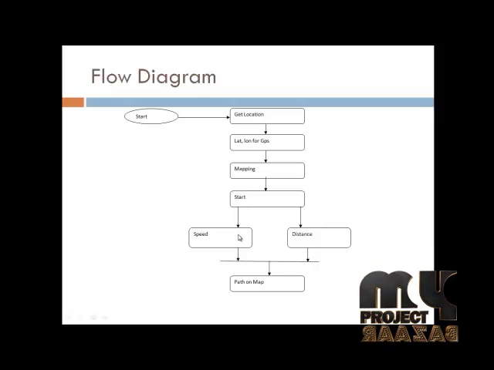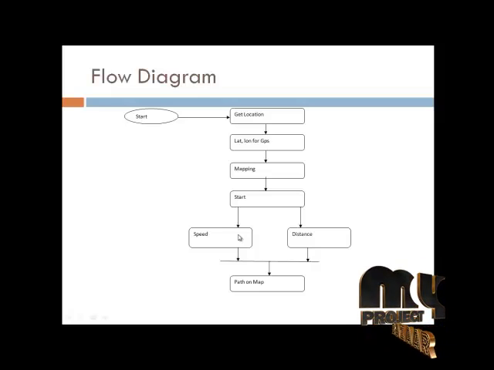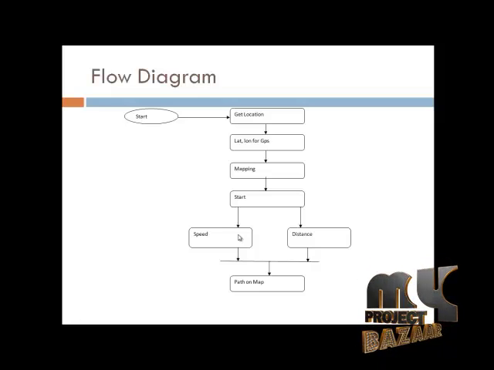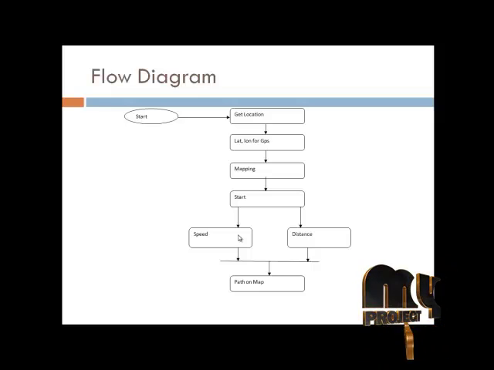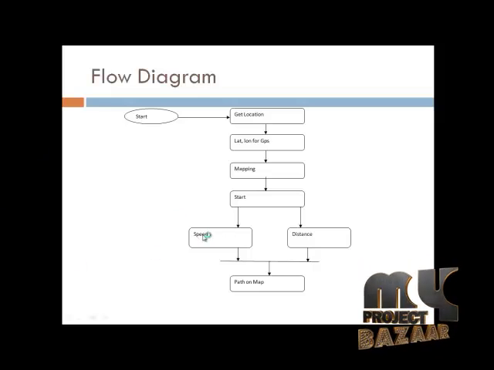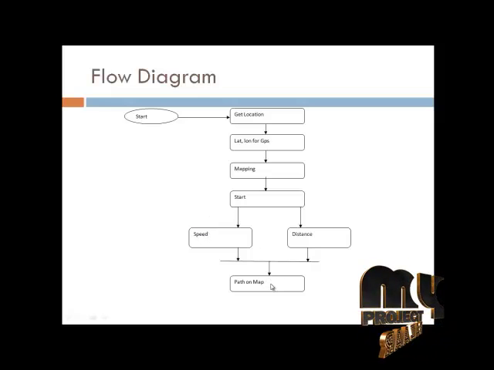The speed will be dynamically calculated for varied travel, such as a driving or traveling trip, for example by bus, train, or bike. Whatever the vehicle, we start the process. The speed will be calculated. Next we have the distance and the path of the map.